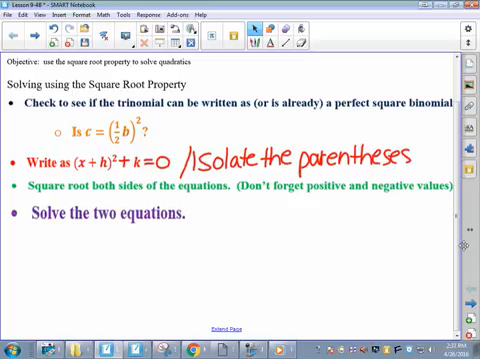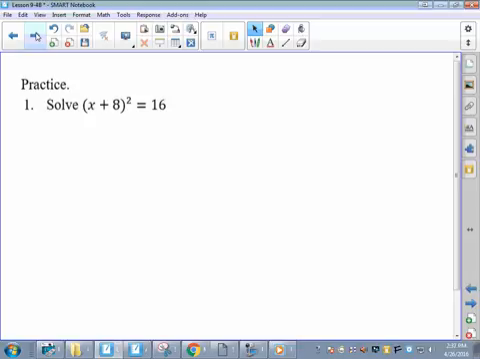So let's do a couple practice problems. The first one is already written as a perfect square binomial. Notice it's got x plus 8 quantity squared equals 16. In other words, we're starting halfway through the problem. All the hard work's been done for us. We're just going to figure out what x is equal to.